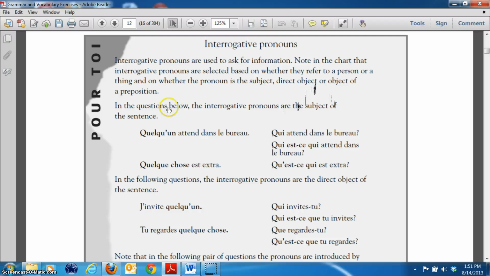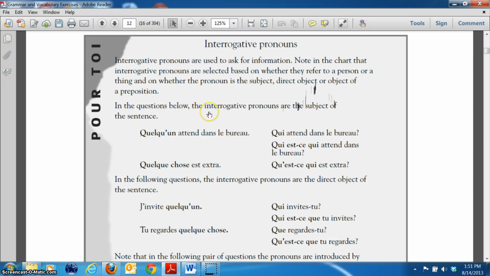Now, if we look at this example here, we have an apostrophe. You can never do an apostrophe with an i for this. So we know that this used to be que, all right? It's never been qui. So basically, the que here is saying what, and it also means that the answer we expect is not a human answer. We expect an object answer, and that this object is doing something. So here we're saying, what is extraordinary? So, who waits? What is extraordinary?